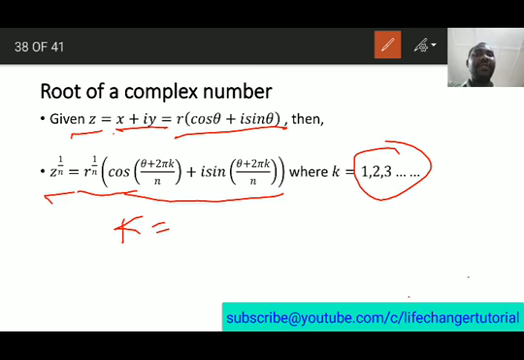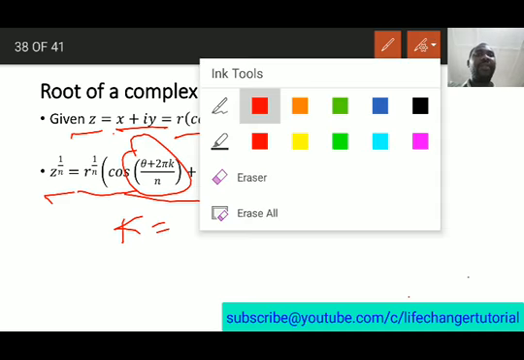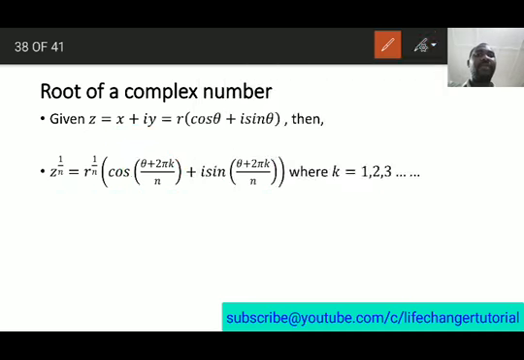Now the reason for this is because the root of a complex number is usually more than 1. For example, the square root of a complex number should give me 2 answers. The cube root of a complex number should give me 3 answers. Sorry, k actually starts with 0, not 1. So 0, 1, 2, 3. Please correct that.